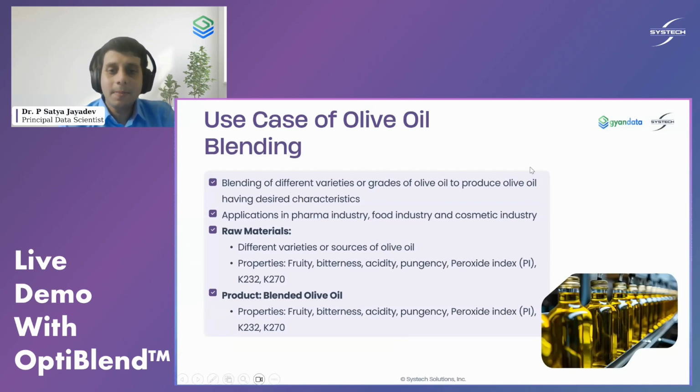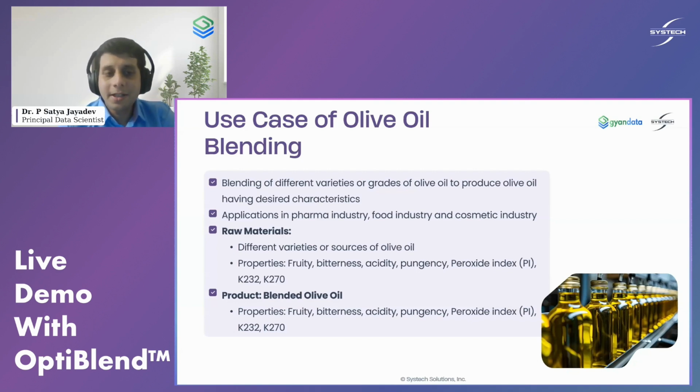We have implemented this particularly from the consideration of a food industry client, but this has a wide range of applications in pharma as well as the cosmetic industry. In this use case, the idea is to blend different varieties or grades of olive oil to produce eventually olive oil again, but having desired characteristics. This is a slightly contrasting use case compared to the first one, where the input and output are significantly different. Here, input and output are more or less of the same type, right? It's olive oil both on the input as well as the output side.